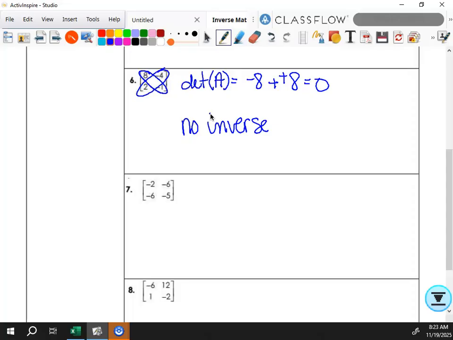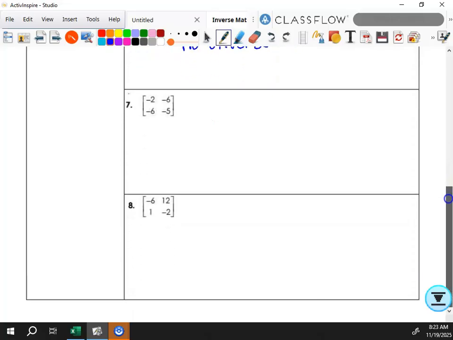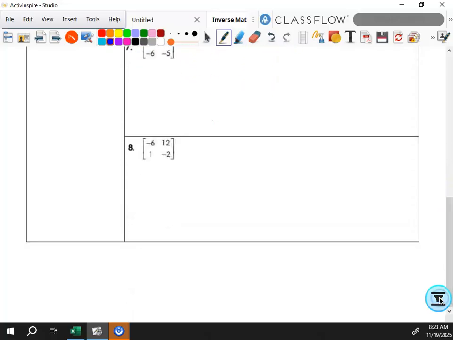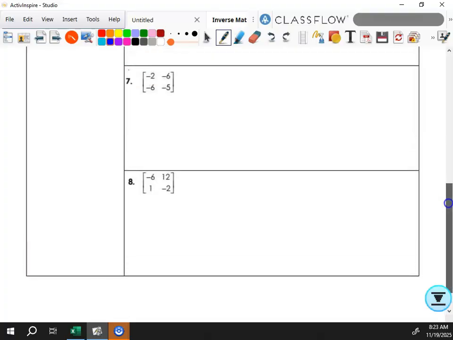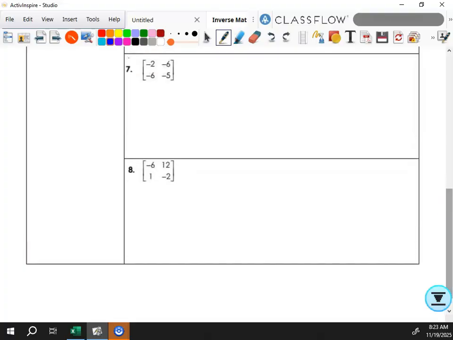You know what else would be real easy? If your determinant was 1, because that could happen. Then you just have to flip the numbers and no big deal there. Okay, we good? All right, so on this next one, I want you to go ahead, find the determinant. Without me telling you what to do, let's make sure we can all get through this.